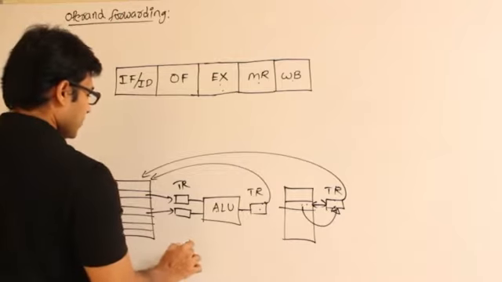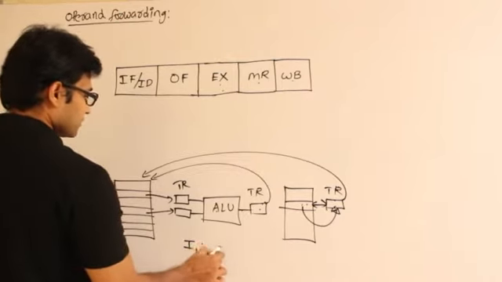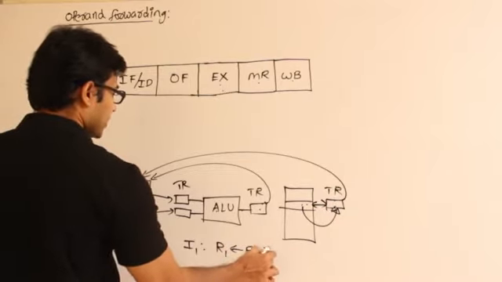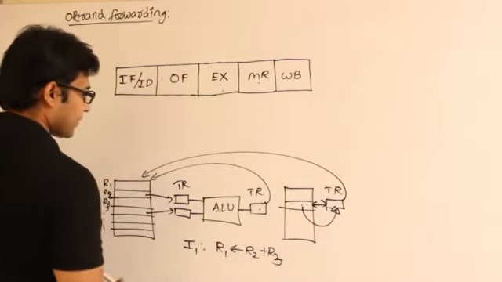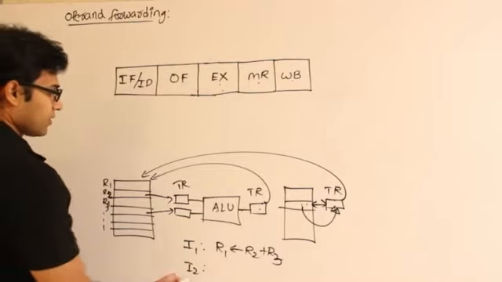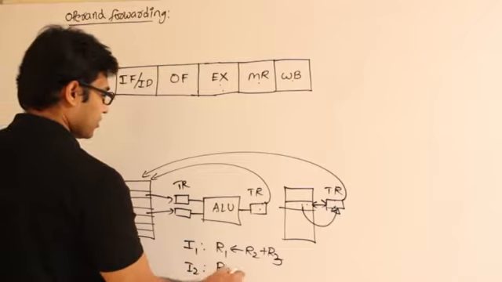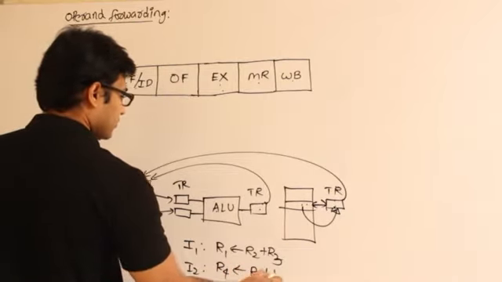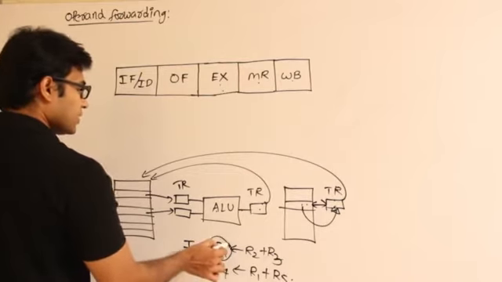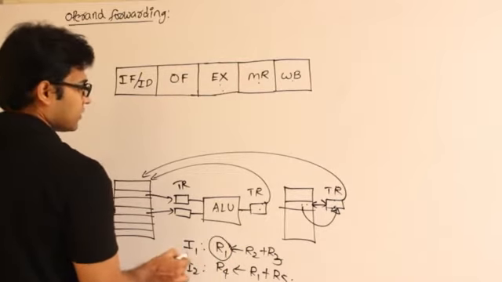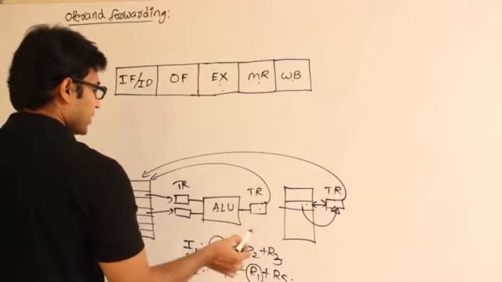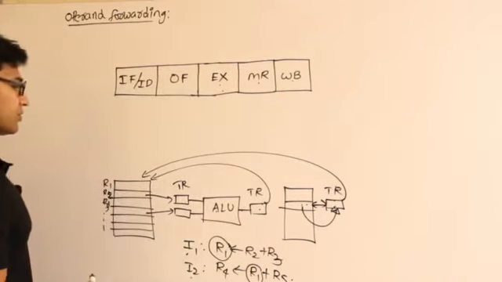Let us say one instruction I1 is R1 = R2 + R3. And the next instruction is R4 = R1 + R5. Now whatever is being computed during the execution phase of the first instruction is needed during the operand fetch of the second instruction. Now let's see what is the problem with this.